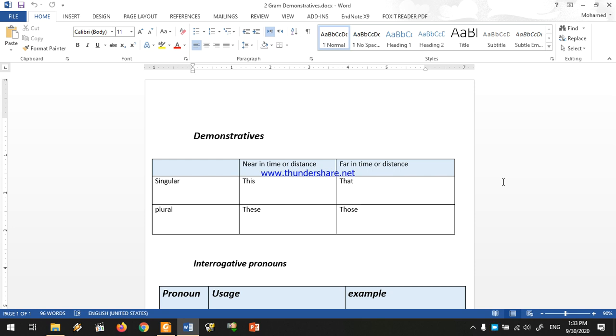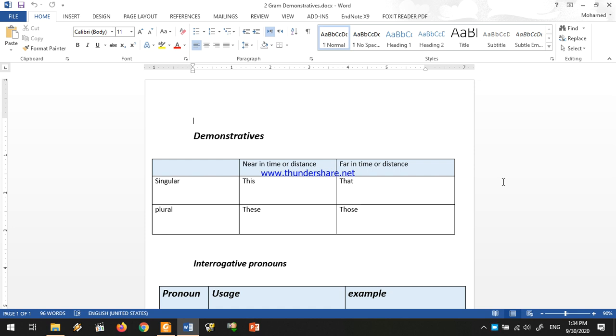We use this for singular items that are near in time or distance. So if I'm holding a pen, this pen is near to me in distance, so I use this. If I'm referring or pointing at a bottle or a pen on a table that's far away from me, I would say that. So we use this for things close to us and that for an item that's sitting away from us.